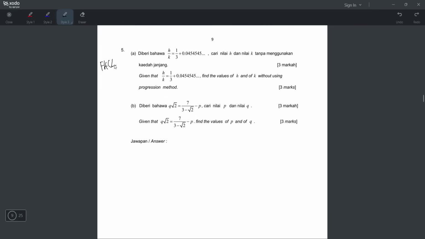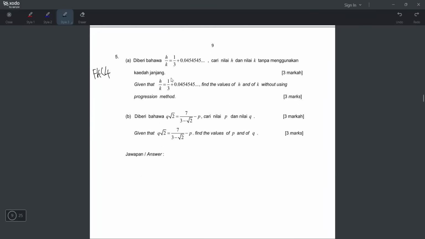Okay, let's start. Given that h over k equals 1 over 3 plus 0.0454545 dot dot dot, find the values of h and k without using progression method. First of all, let's talk about 1 over 3. If you convert it to decimal, it will become 0.333333, and it keeps going until forever.